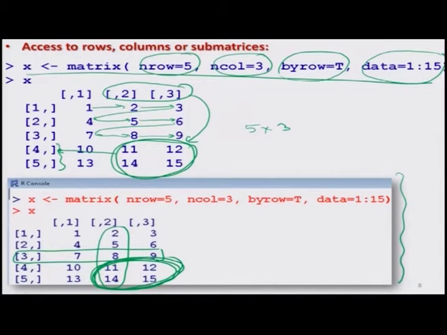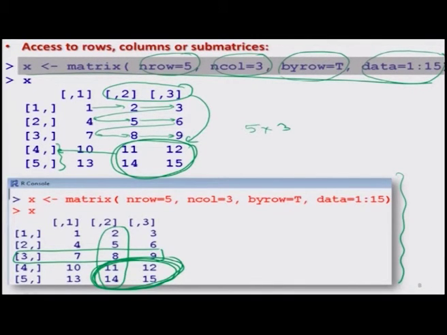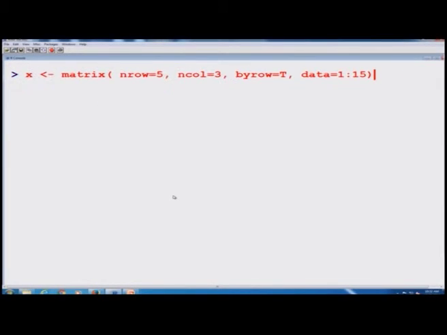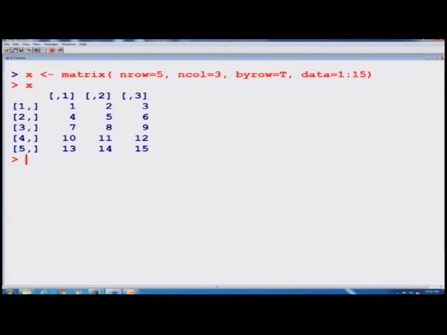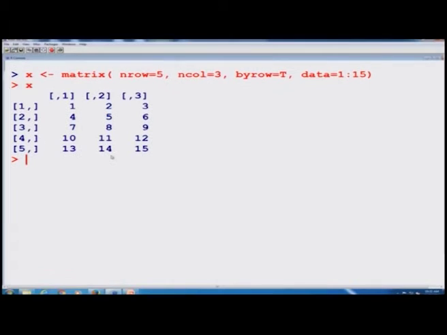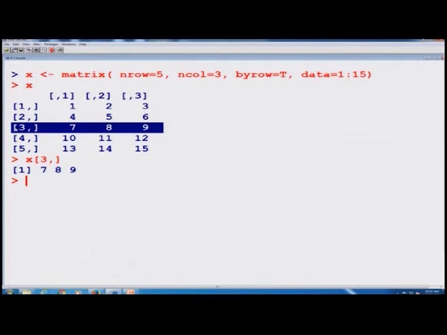Let us try to do it over the R console and see how it happens. Right. So, first I create this matrix here. Well, I am trying to save my time. Okay. So, if you see here, I have the same matrix over here, and now I try to obtain the same thing, the third row. You can see the third row contains the values 7, 8 and 9, and this is the thing I have obtained here.